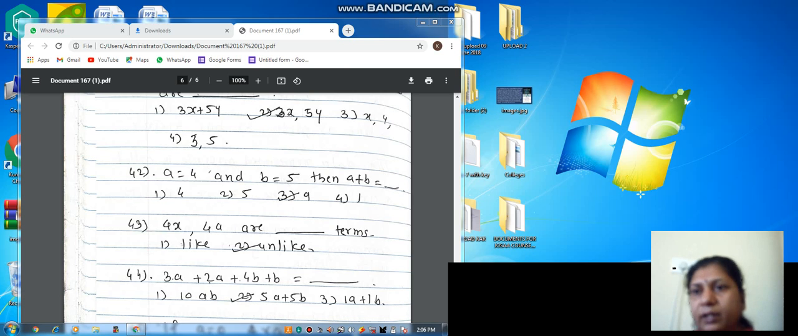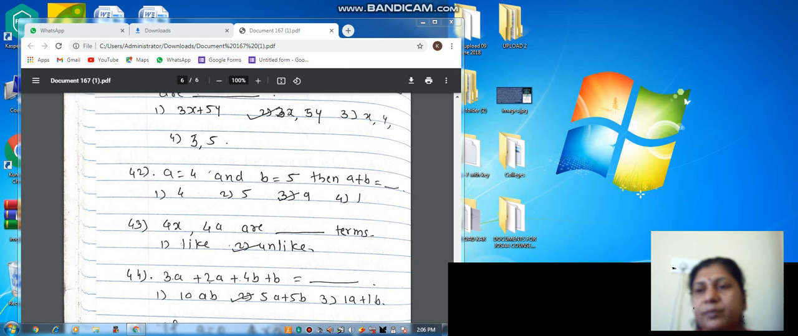Okay. So 4x, 4y are different terms. Now see, we do not have to look at the coefficient. What we have to see are the constants, the numbers are the constants, and we have to see the symbols. Okay, so symbols are variables. x and a are different, so they are the unlike terms.